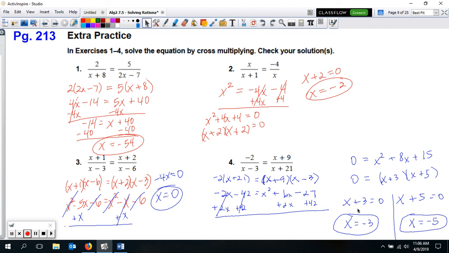So these two are both okay answers to keep. Neither one of them are the excluded values. Now if they are, we just couldn't keep that. That would be kind of an extraneous solution at that point if it was one of the excluded values.